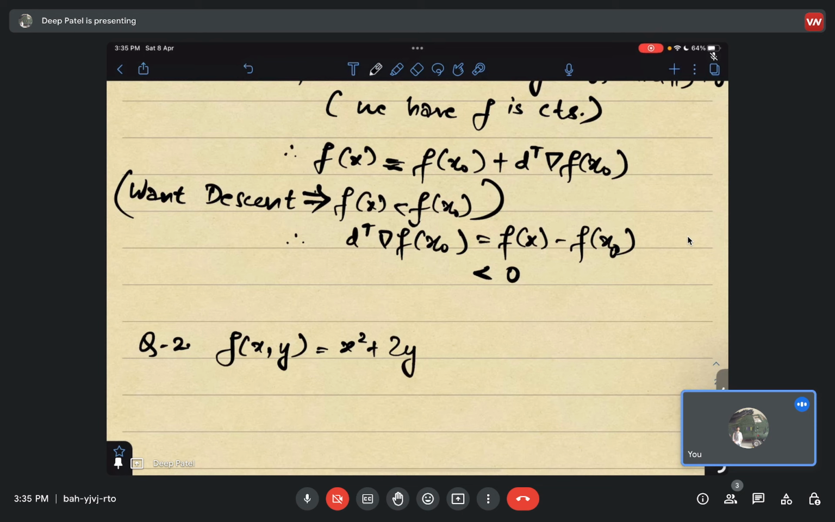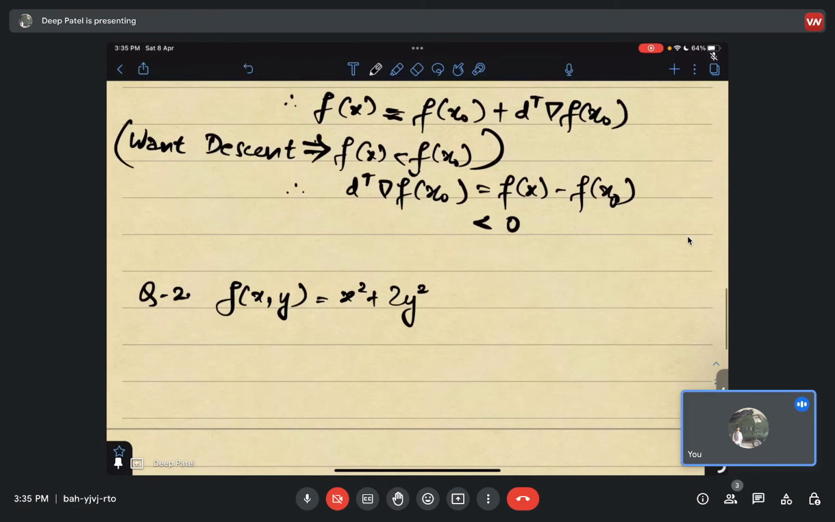So we have an ellipse here, x squared plus 2y squared. It's an ellipse like this.